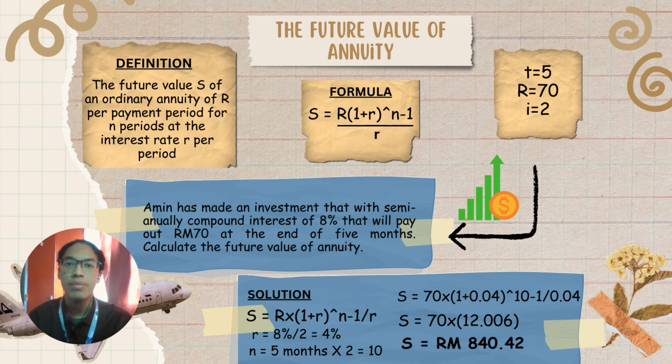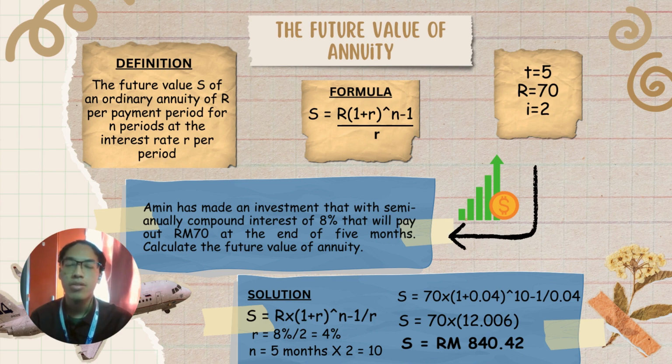For an example question, Amin has made an investment with semi-annually compound interest of 8% that will pay out 70 ringgit at the end of 5 months. Calculate the future value of annuity. First of all, gather the information given. T is 5 months, uppercase R is 70 ringgit, and the number of compounds is semi-annually, which is 2. To get lowercase r, 8% divided by 2 equals 4%, and 5 times 2 equals 10, which is n.